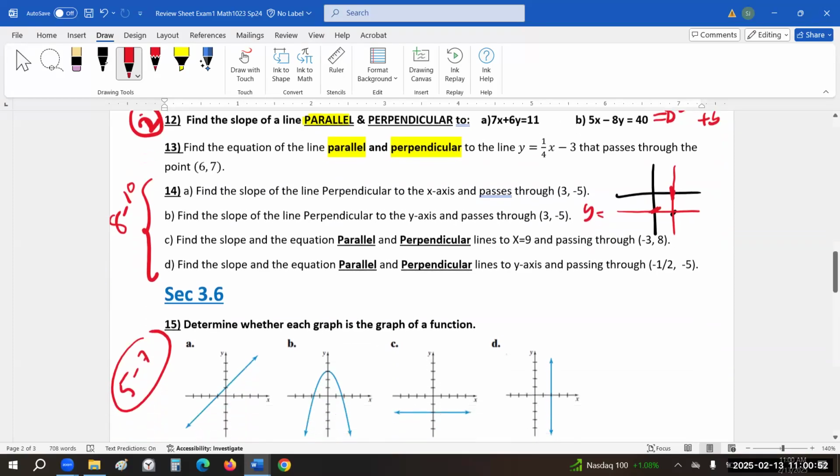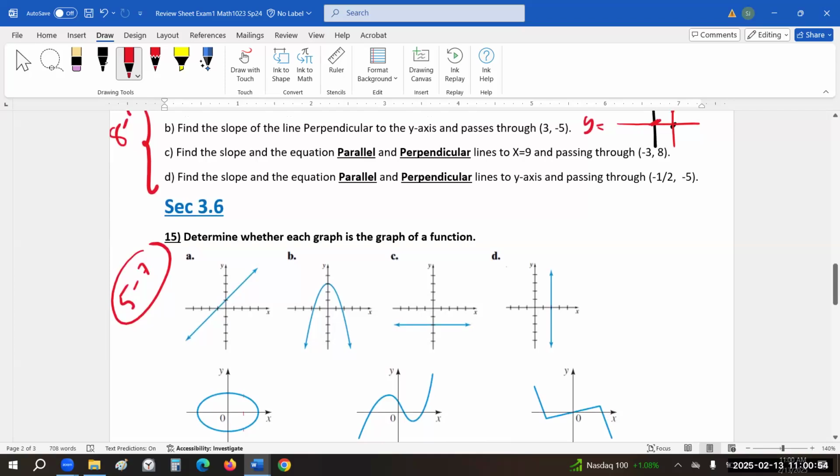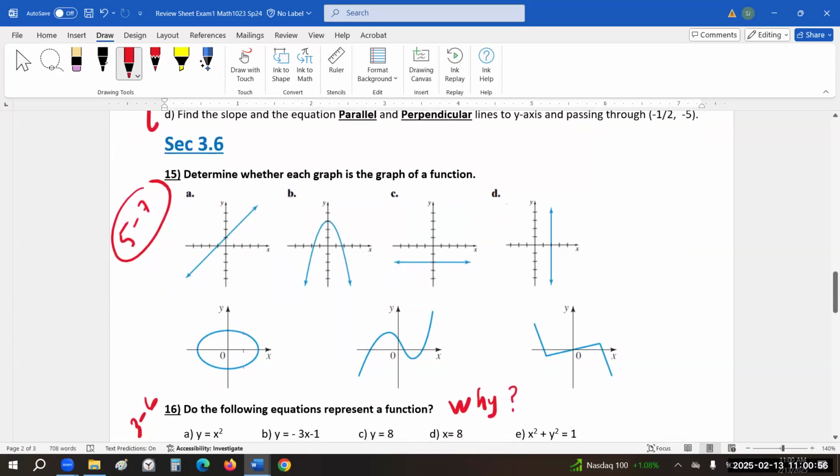For identifying a graph, all you have to do is draw a line through the graph. If the line crosses your graph more than once, then it's not a function. But if the line crosses your function once, then it is a function.